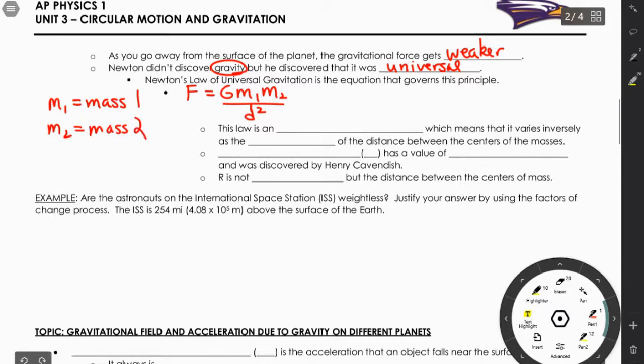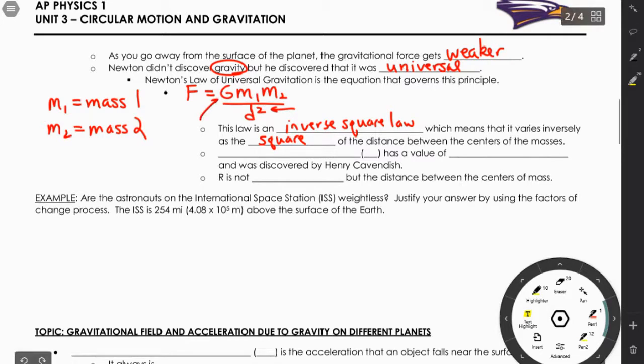Now, one thing to note, this law is what we call an inverse square law. I mentioned that way back in the first video too on how electromagnetic field and gravitational field act. So this means it just varies inversely as the square of the distance between them, or between the centers of the masses.